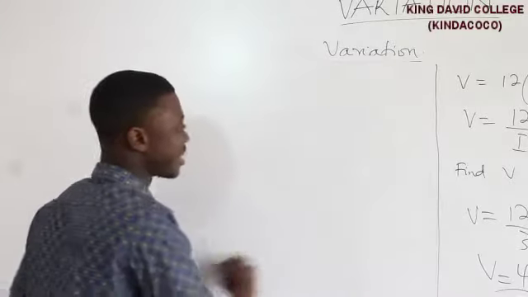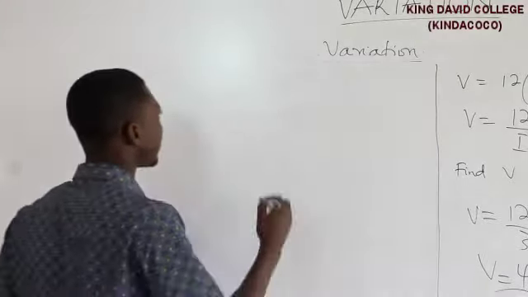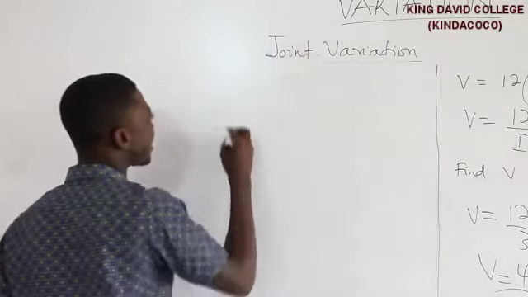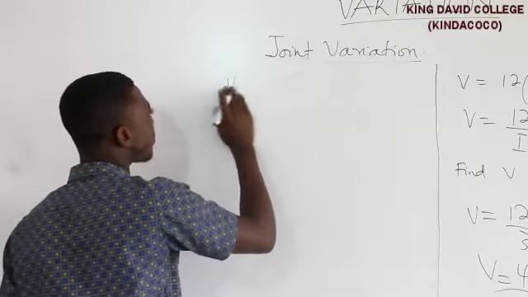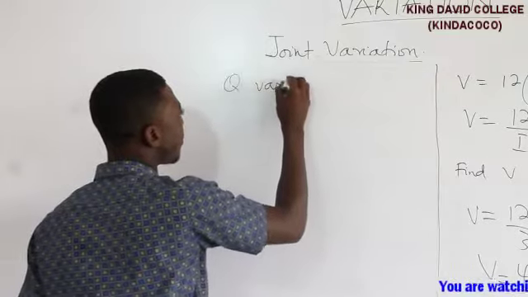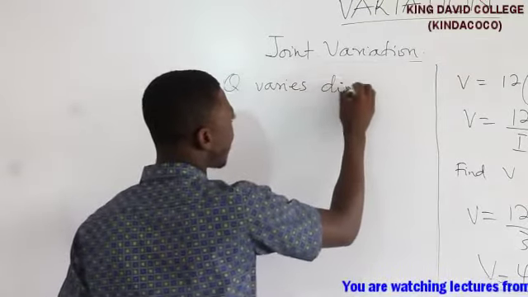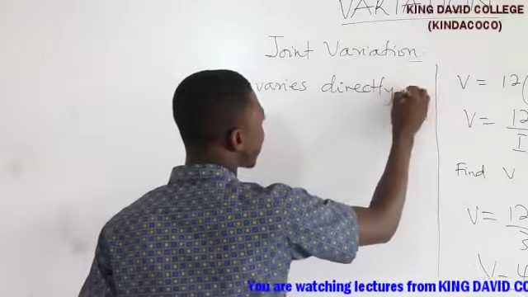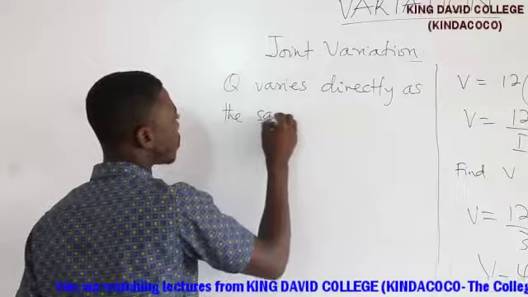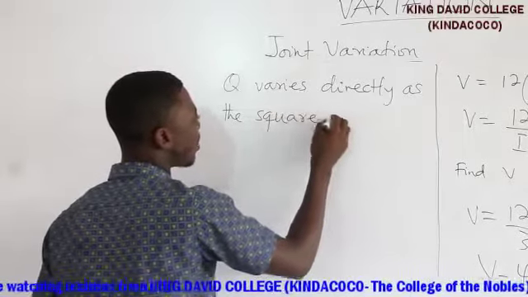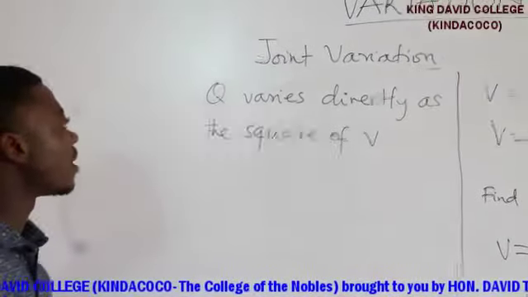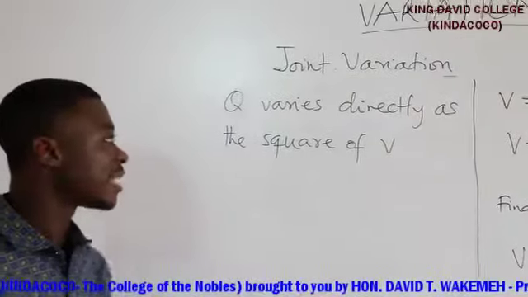So for instance, this is joint variation. So I can say, okay, Q varies directly as what? As the square. Q varies directly as the square of V.